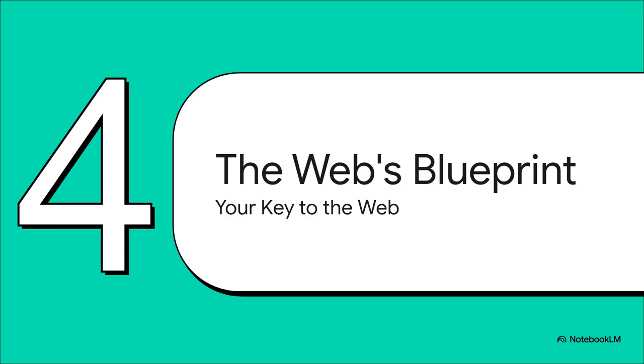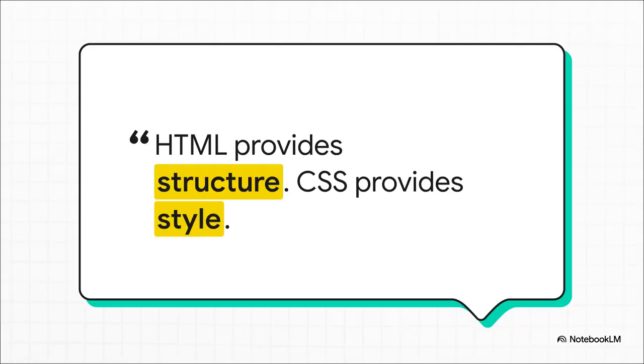All right, let's pull all this together. We've got our structure, we've got our style, and now we have our spacing. What we've just done is uncover the web's secret blueprint. And honestly, this is your key to understanding pretty much the entire web. Look, if you only remember one thing from all of this, let it be this. HTML gives the web structure. CSS gives it style. That separation is what makes the web so brilliant. It means you can completely redesign a website just by changing the CSS without ever touching the core HTML structure. That's what makes the web so incredibly flexible and powerful.